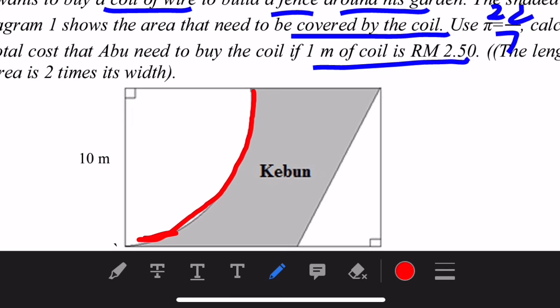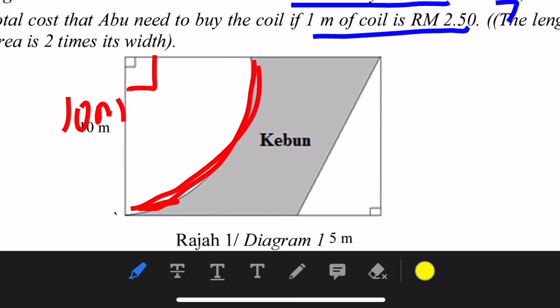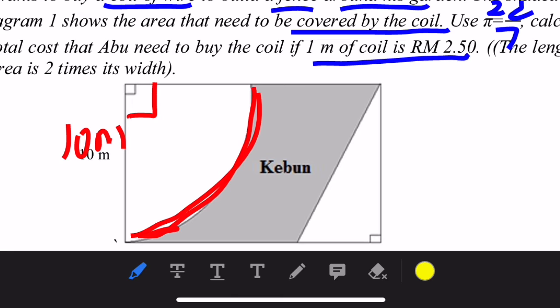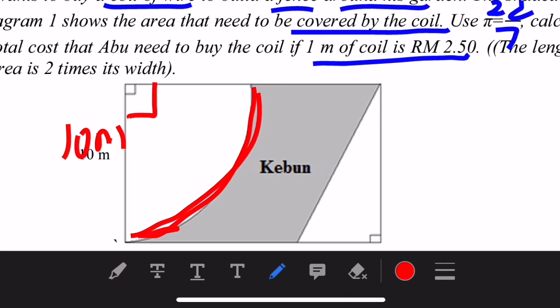Before that, we need to try to find the circumference. When you talk about wire, it is always something to do with the length of the wire. So we want to find this length. Then we have to use a formula. This is 90 degree, this is 10 meter, and we want to find the perimeter, right? So we have to write down carefully all the important information first.